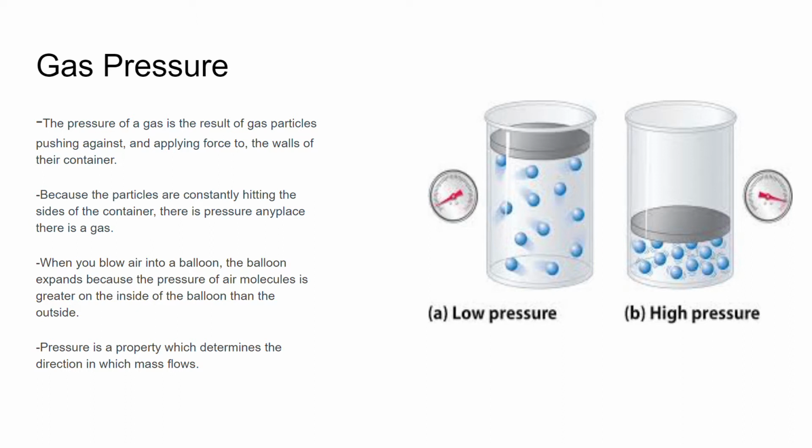For example, when you blow air into a balloon, the balloon expands because the pressure of air molecules is greater on the inside of the balloon than the outside. Pressure is a property which determines the direction in which mass flows.